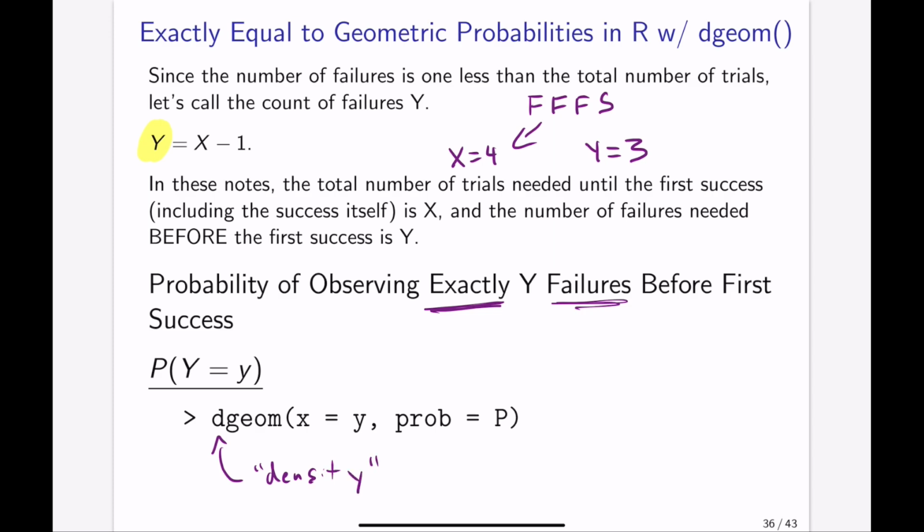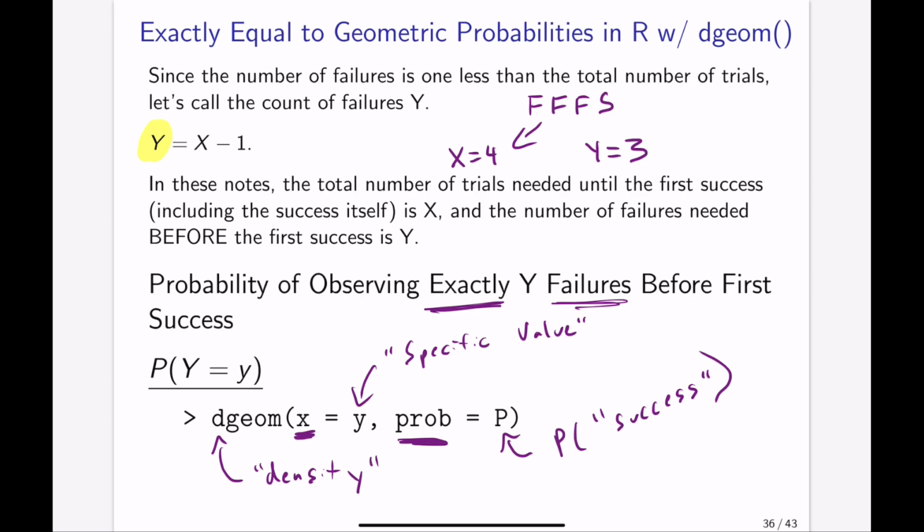And you have to give it 2 arguments. The first one is what I would call the specific value. So if you want to get the probability of needing 2 failures, Y would be 2. If you need the probability of seeing 10 failures before the first success, Y would be 10. And then this P is just the probability of success. Again, these are the argument names. You can leave those out if you like, as long as you use them in that particular order.